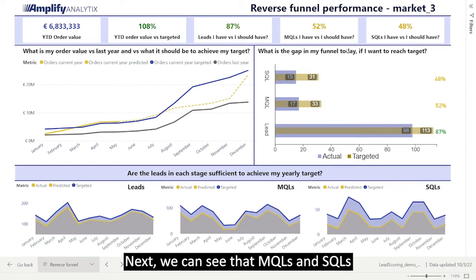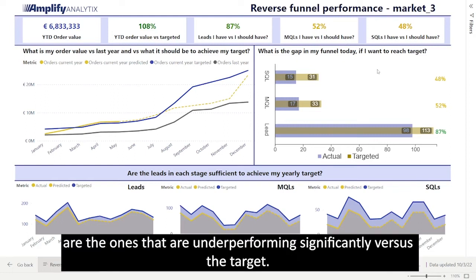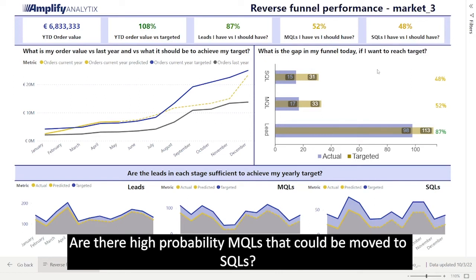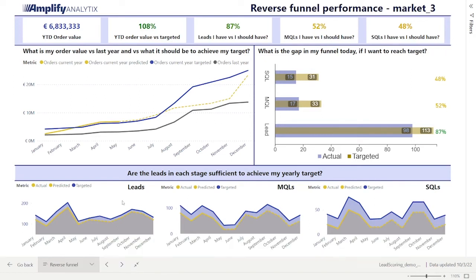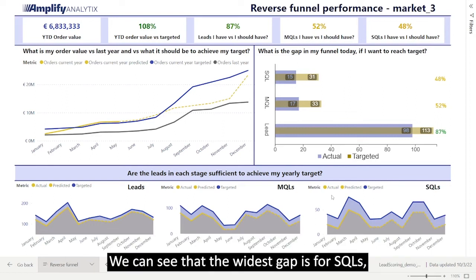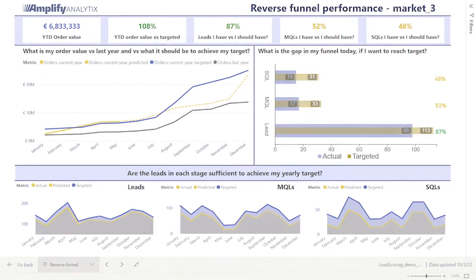Next, we can see that MQLs and SQLs are the ones that are underperforming significantly versus the target. Questions: are we putting greater focus on higher probability leads? Are there high probability MQLs that could be moved to SQLs? In the last graph, we see again actual and predicted versus the target in a trend. We can see that the widest gap is for SQLs, which seems to be the clutter in the funnel.